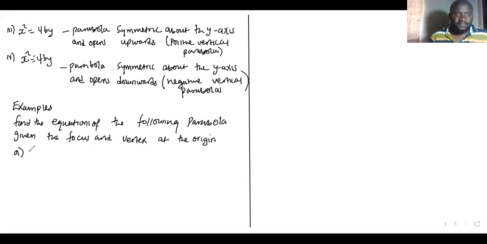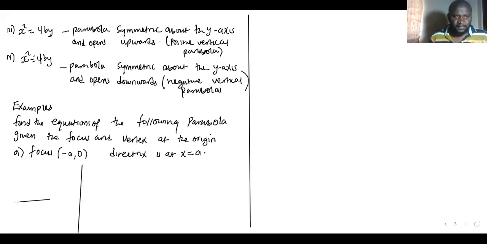So A, they have given us the focus is at negative A, 0. Remember the other first derivation was at A, 0. The directrix is at x is equal to A. So the illustration on that will show the following. One, the apex of the parabola, which we call the vertex, is at the origin. The parabola looks like this. So this is how it's going to face.